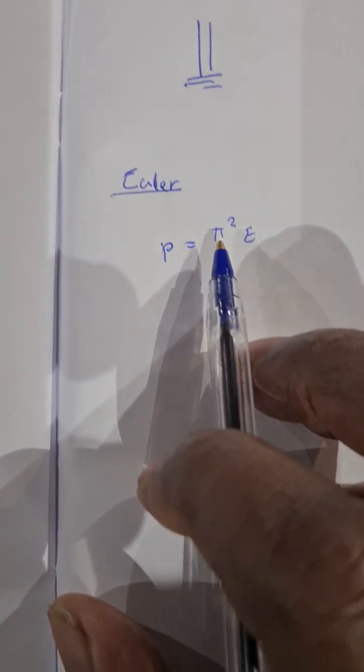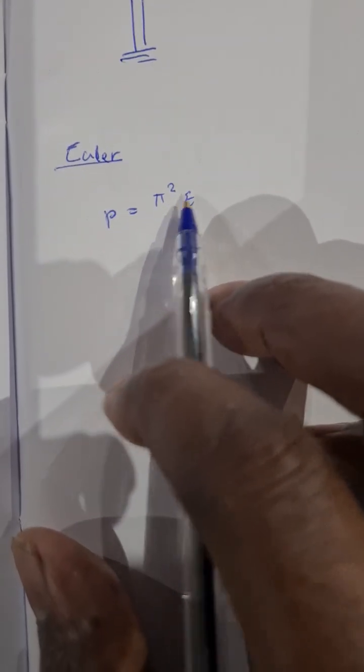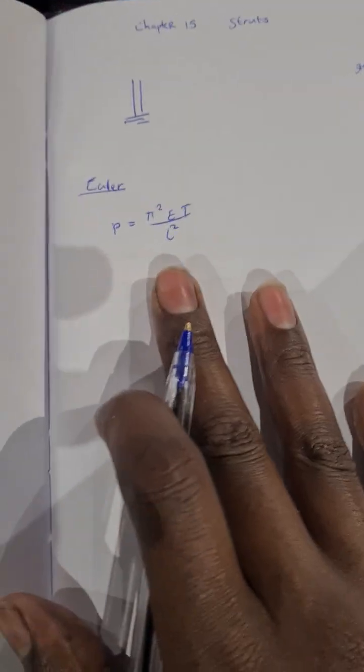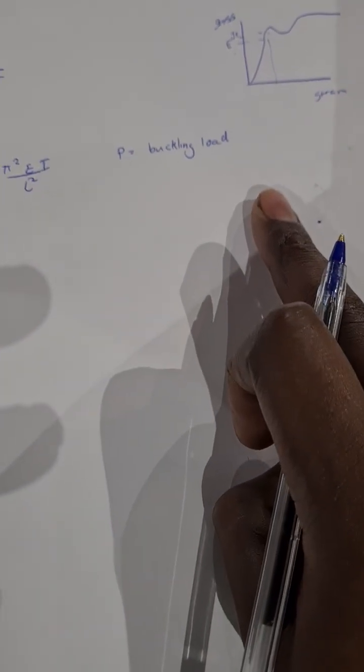So it's going to be pi squared E over times I, moment of inertia, over L squared, right? There's this formula by Euler. It actually predicts the buckling load. This P, okay, I'm going to explain later. So this P is a buckling load. I want you to notice one thing, buckling load.